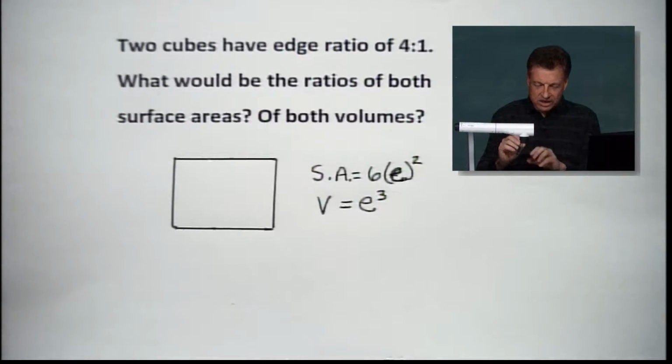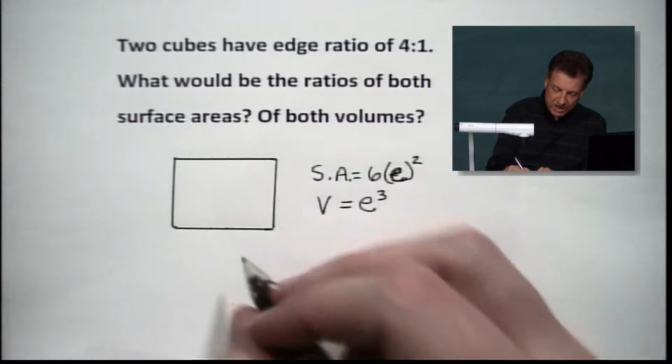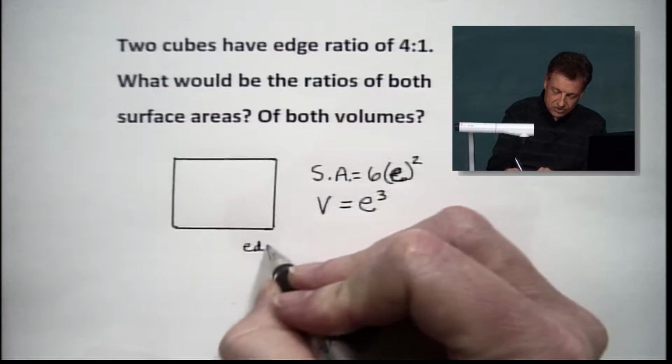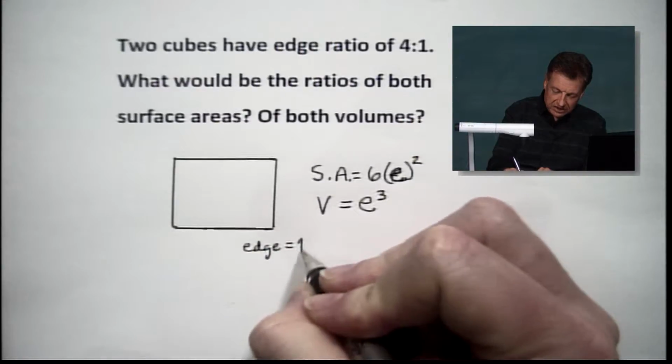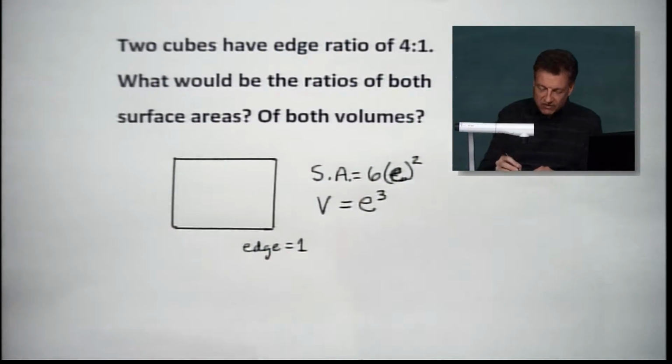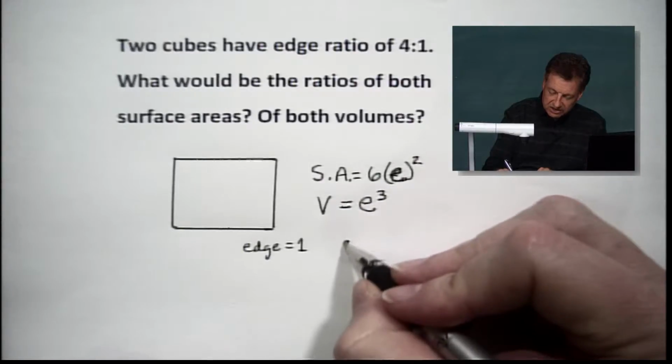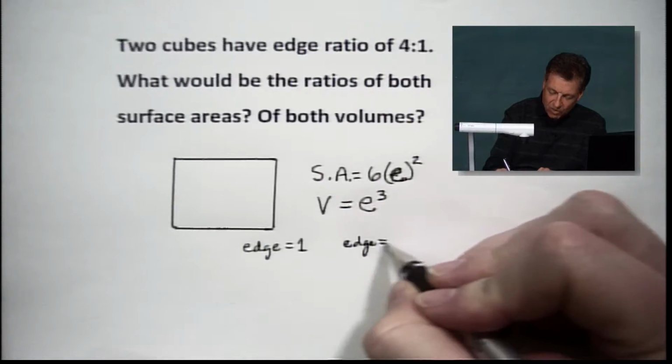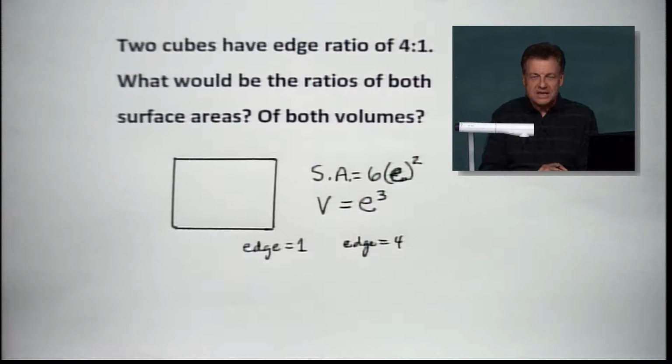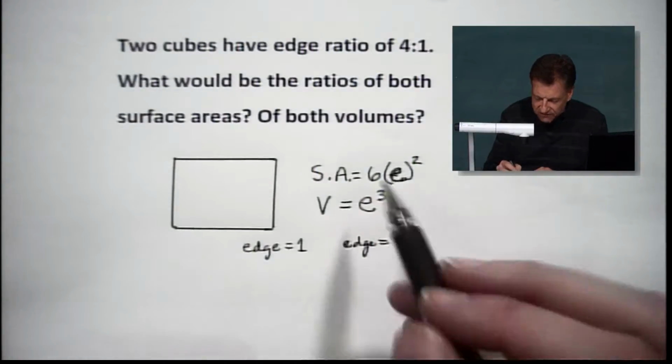So let's go and take a look at this thing. Let's pretend we had an edge of 1. We're just going to play it that way. I could make it 2, but whatever I do, one edge is going to be 1, and another edge, we're going to let it be 4, 4 times as large. Now, what are we going to do? We're going to follow the formulas.